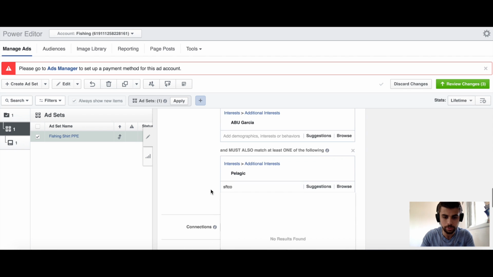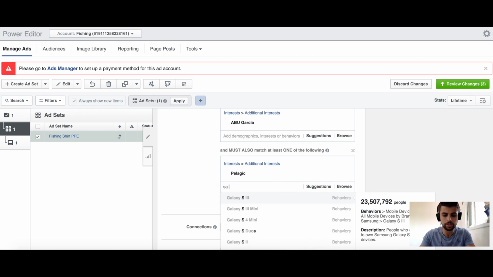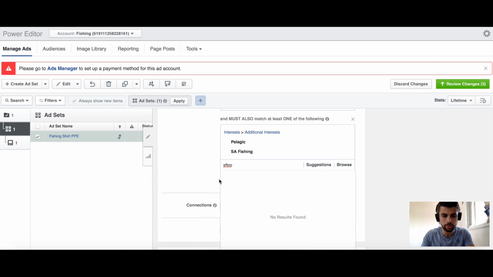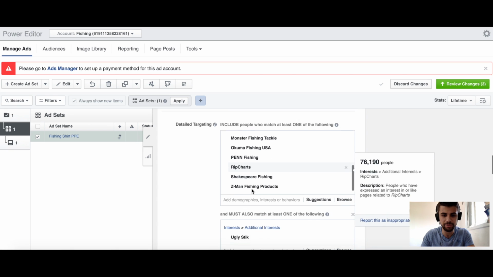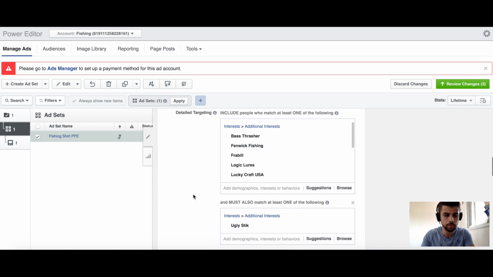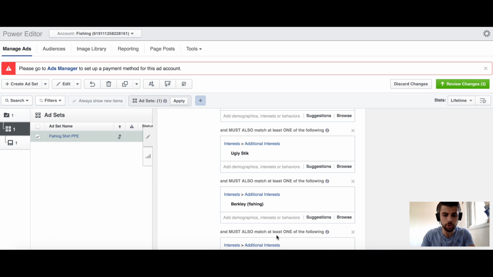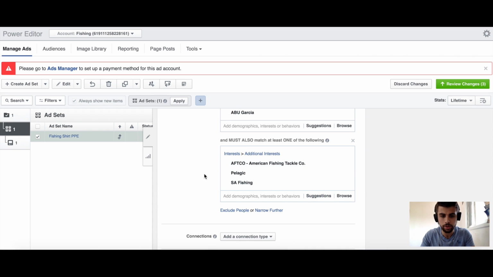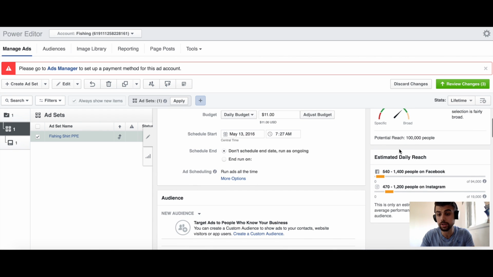And we got SA Fishing. So, was that? No, I don't think so. SA Fishing, first of all. I forgot the name of it. Let me open up my interests again. Okay, so it was AFTCO. There you go. Now let's see how I am now. Here, there you go. Now I'm on 100,000 people.